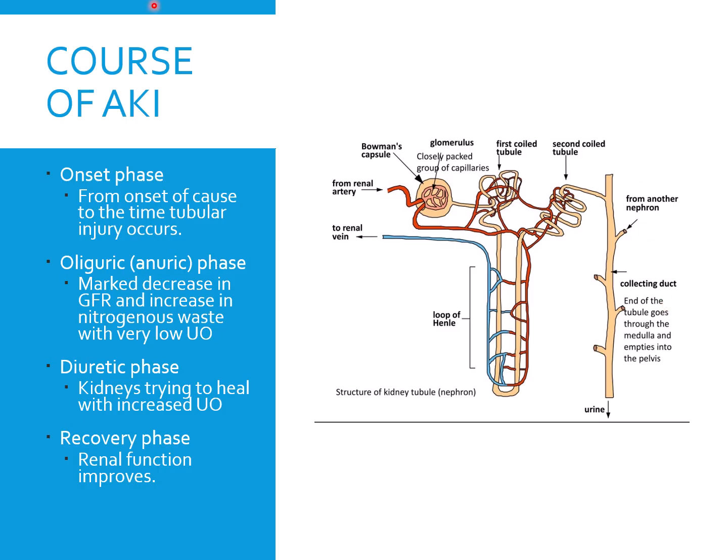So within AKI, there's a standard course that our patients go through during the development of acute kidney injury. There's the onset phase, and this starts right at the time of whatever is causing that tubular injury to occur. And we'll talk about all those causes when we get into the different types, but that's when onset starts. The next phase is our oliguric or even anuric phase. Oliguria is low urine output, anuria is no urine output. So this phase is marked by a significant decrease in glomerular filtration rate, or GFR, an increase in nitrogenous waste, so that azotemia, and very low urine output.